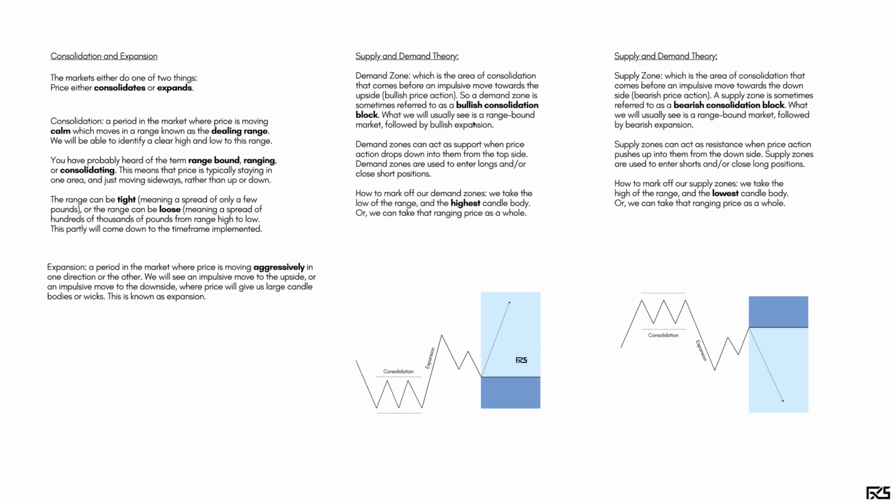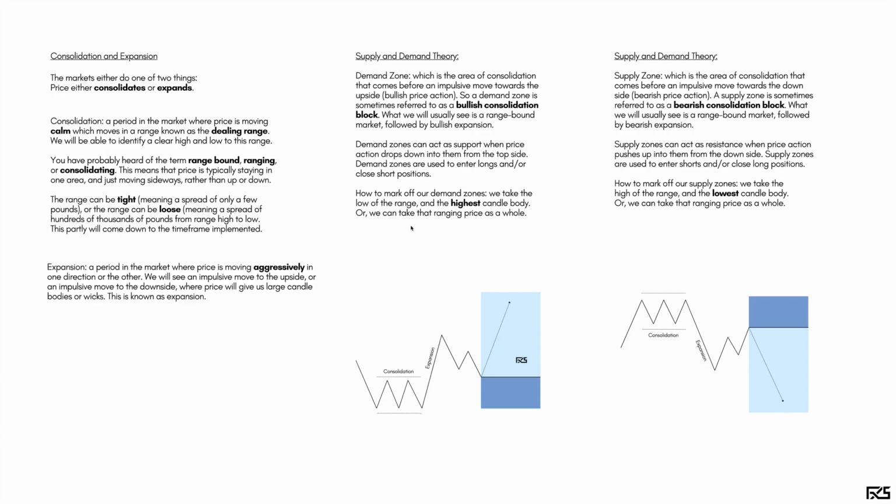So what we will usually see is a range bound market followed by a bullish expansion. Exactly this, a range bound market, consolidation, followed by an impulsive move, which is then creating this bullish consolidation block, and this is the expansion up.